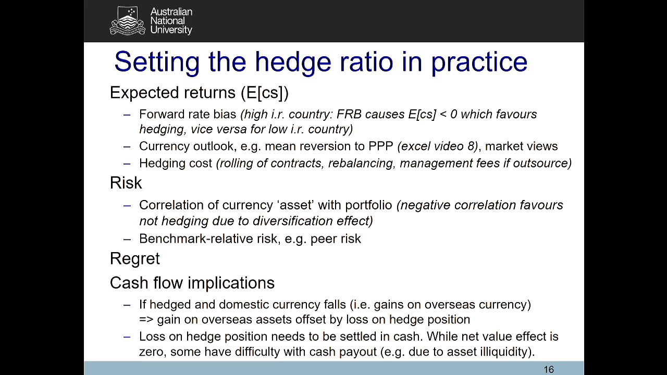I say at the margin because you need to consider benchmark relative risk, right? If you're evaluated based on your peer group and have a very different hedge ratio, we saw how much that will impact your tracking error. So if you are benchmark relative in your risk, you might not want to move too far away from your peer group on that hedge ratio.